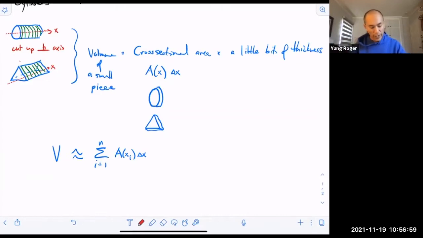So let me draw one more example, actually, to illustrate the importance of knowing what Xi is. Let me draw one more picture. Let's say you have something that looks like this, a cone.